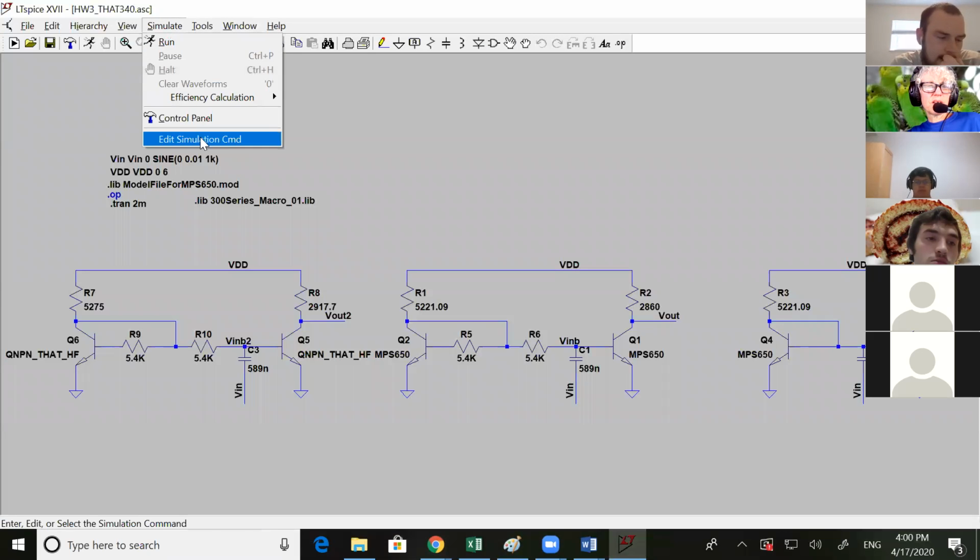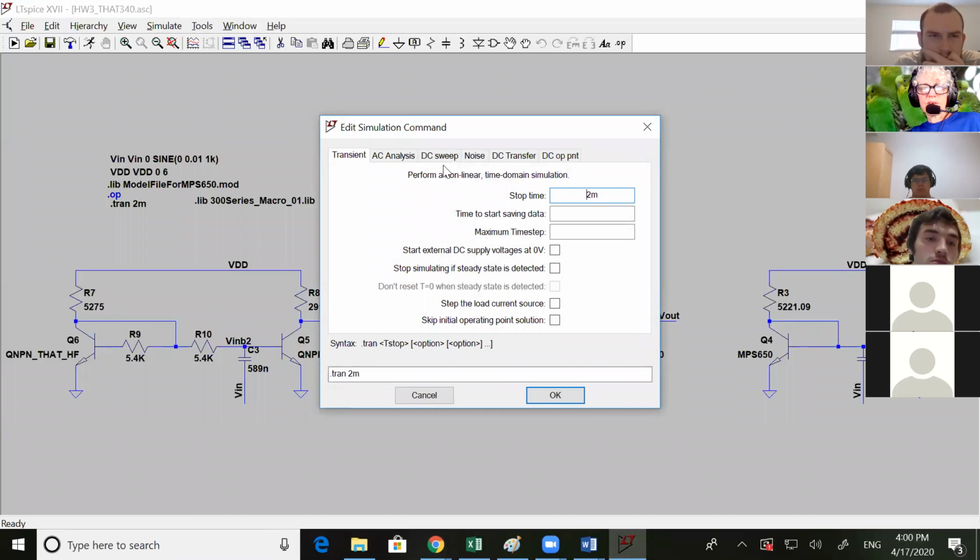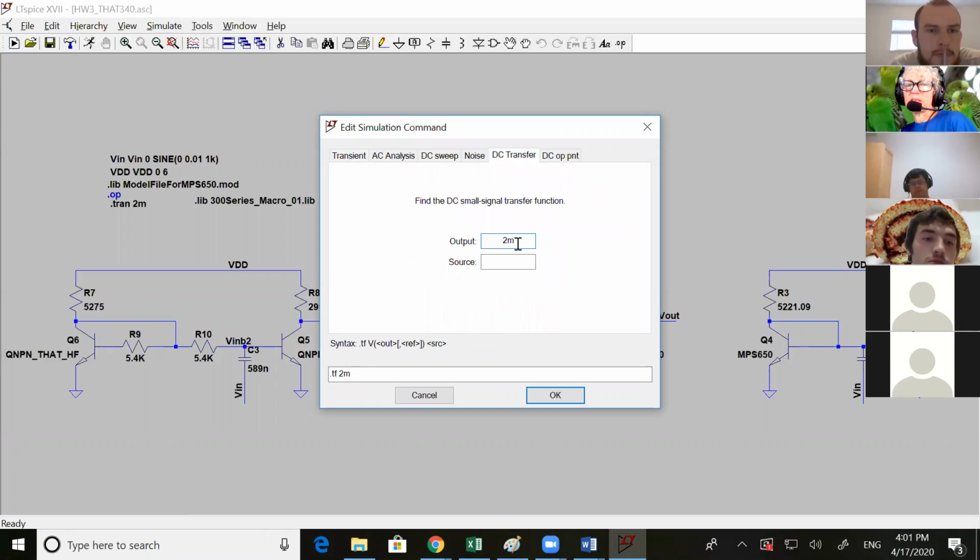So if you go to simulate, there's the DC transfer. They call it DC transfer. And there's some special syntax for that. You do V, and then whatever your V out node is, and then your source. I think you give it the voltage source name. So you have to say, I want you to watch voltage on the output, and then you give it the source as the input.